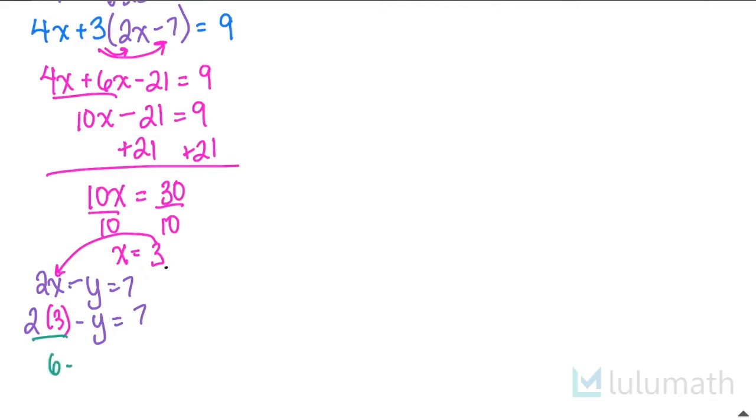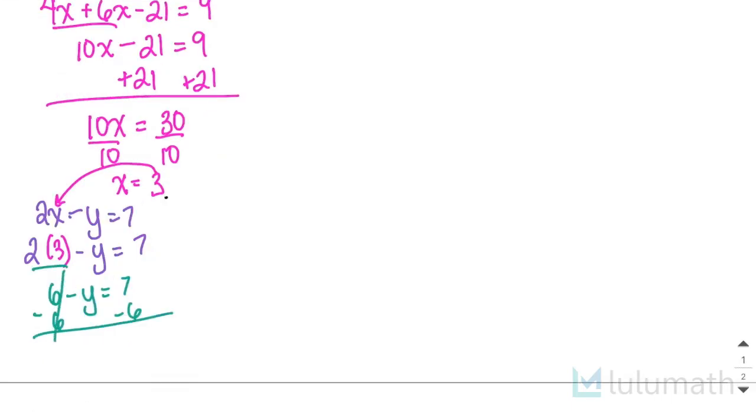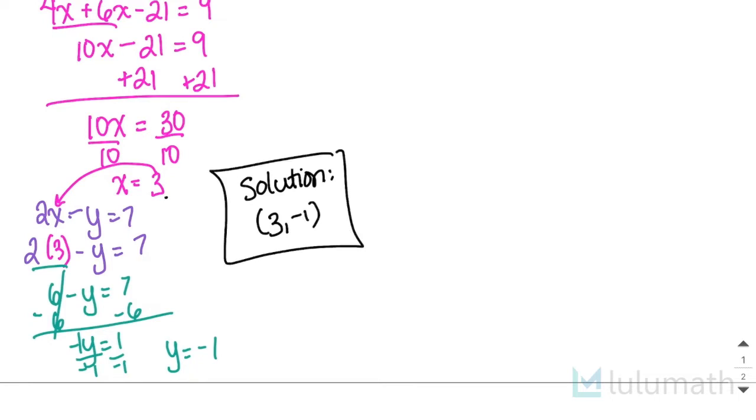2 times 3 is 6. 6 minus y equals 7. I'm going to subtract this 6. Remember, we're going to subtract it and not add it because this minus sign that we see right here is for the y and not for the 6. Okay, so we're going to subtract the 6 from both sides, and I end up getting negative y equals 1. Divide both sides by negative 1 right here because this has an invisible coefficient of negative 1, which gives me y equals negative 1. So now we can say that our solution here is going to be 3, negative 1. So that's how you solve this problem using substitution.